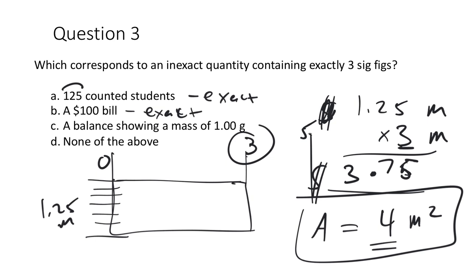A $100 bill exactly has an infinite number of significant figures. That's an exact quantity, not subject to sig fig rules. It's not 1 sig fig, it's not 2, it's not 3, it's not 4. It's an exact quantity. Now I see a balance, and it says 1.00 grams for some object on the balance. This is where our sig fig rules are applied. So that is 3 significant figures.